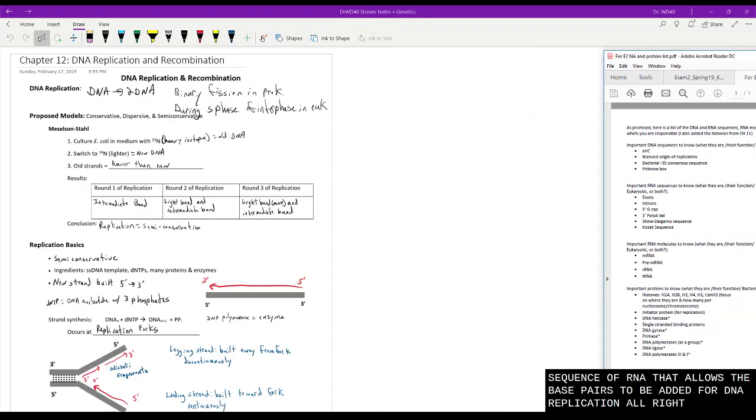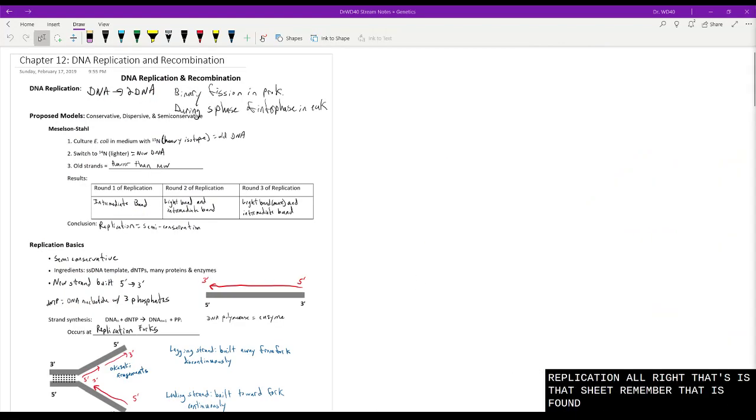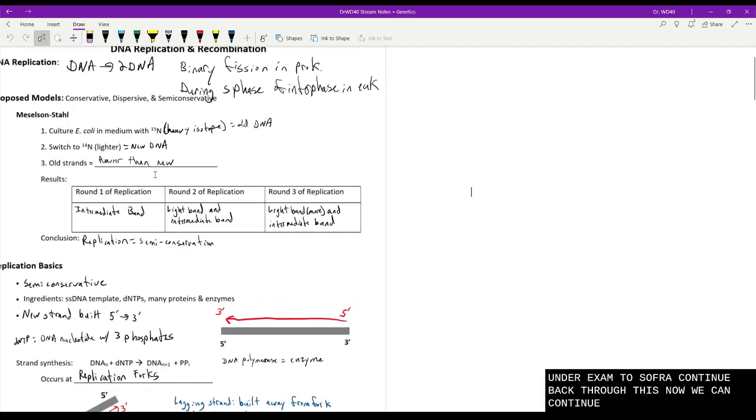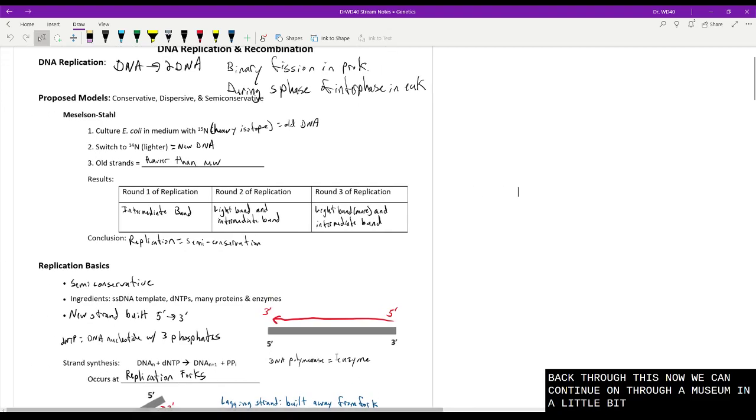All right, that is that sheet. Remember, that is found in the files section under exam 2. All right, so if we continue back through this now, we can continue on through. Let me zoom in a little bit.